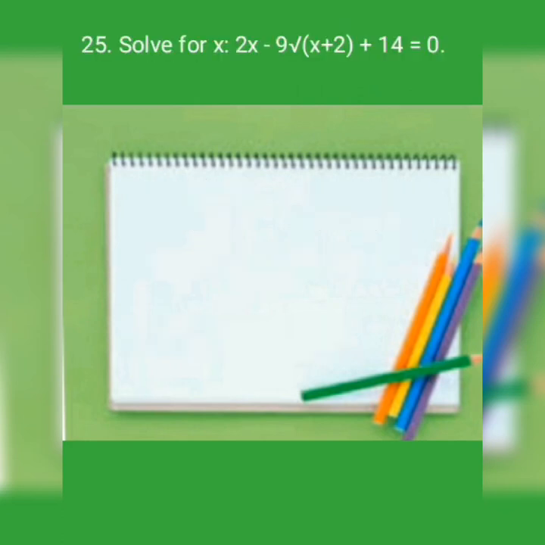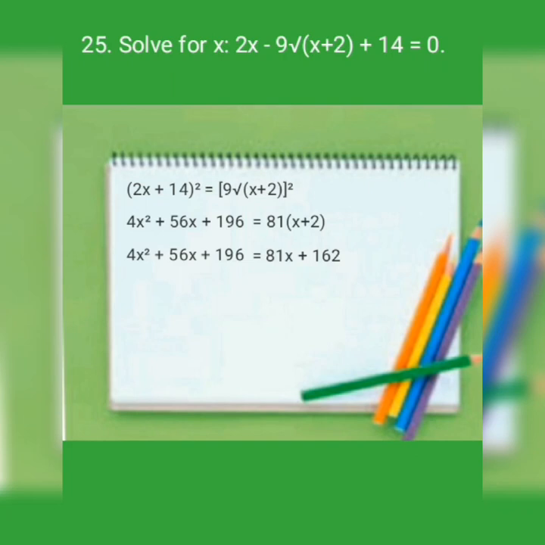Solve for x in 2x minus 9 square root of x plus 2 plus 14 is equal to 0. Rewrite the given as 2x plus 14 is equal to 9 square root of x plus 2. Then, square both sides. The square of 2x plus 14 is 4x squared plus 56x plus 196, while the square of 9 square root of x plus 2 is 81 times the quantity of x plus 2. 81 times the quantity of x plus 2 is equal to 81x plus 162.